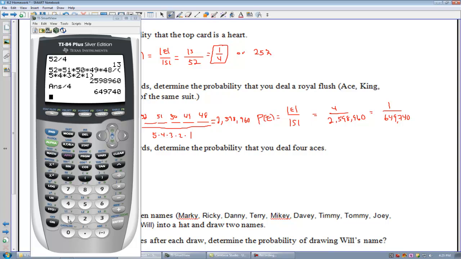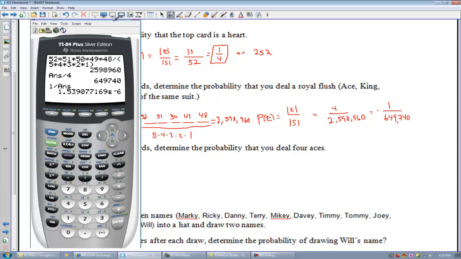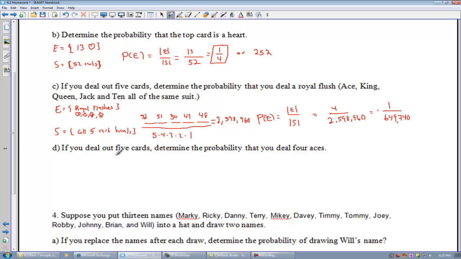You can crunch the percentage, but it's going to be so small that we'll just leave it as a fraction. But here's the percentage. It's 1.5390, blah, blah, blah, e to the -6, which means move that decimal place over 6 places to the left. Then you create a percentage out of it, and it's still 0.00001, I'd say, percent. So it's very small. So let's just leave it as a fraction, 1 divided by 649,740. All right. If you deal out 5 cards, determine the probability that you deal 4 aces.